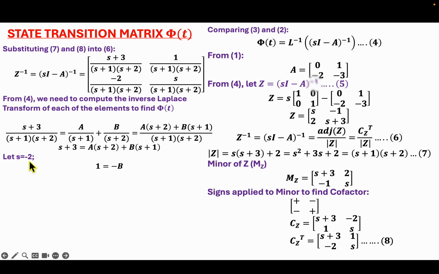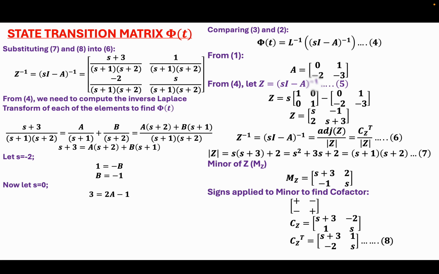So now let s be equal to minus 2. So now it means I want to eliminate my A. Had it been I want to eliminate B, I will let s be minus 1. If you put minus 2 plus 3, you have 1. So minus 2 plus 2, A will be eliminated, and minus 2 plus 1 is just minus B. So it means B is equal to minus 1.